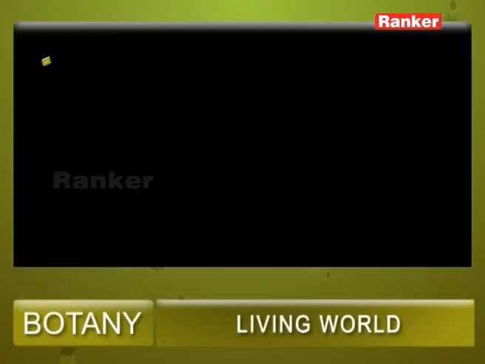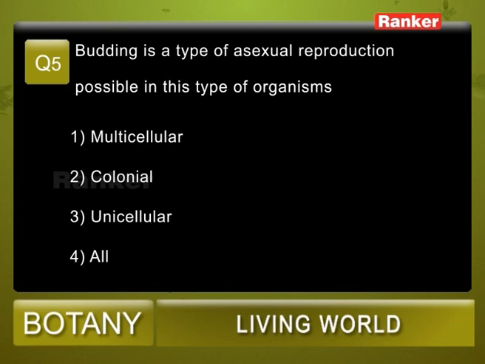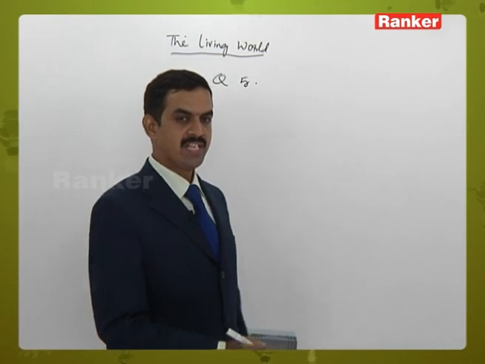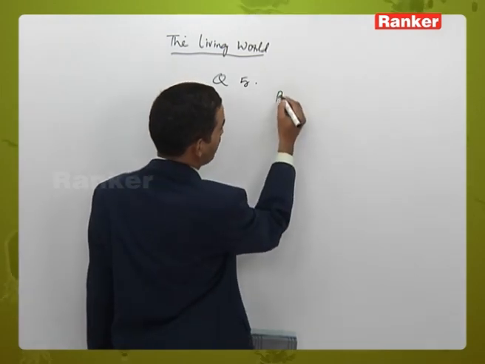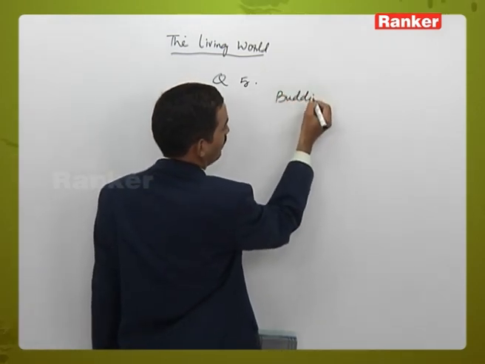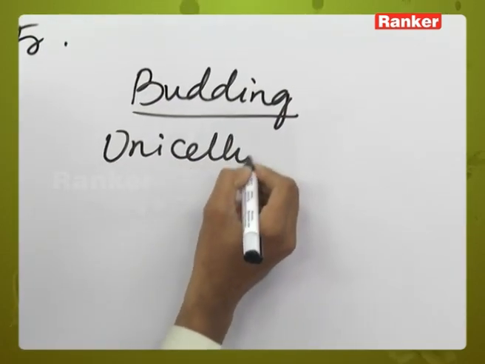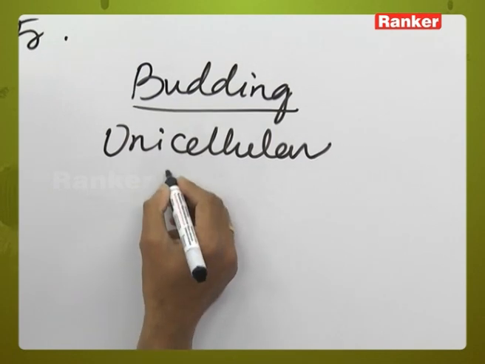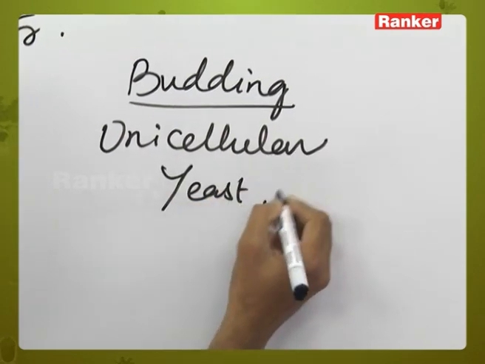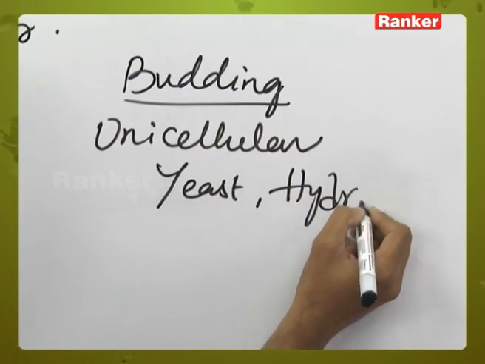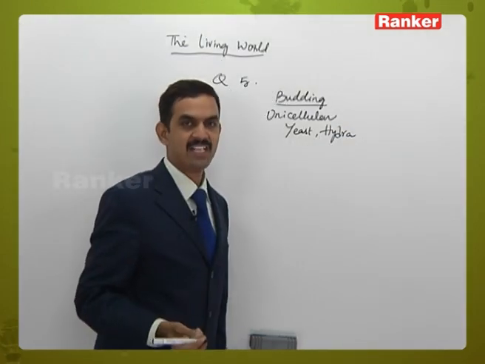Question number 5, budding is a type of asexual reproduction possible in this type of organisms. Options 1, multicellular, 2, colonial, 3, unicellular and 4, all. So here it is related to an asexual process called budding. Budding is a process which is observed in some unicellular organisms like yeast, and it is also observed in an animal called hydra.